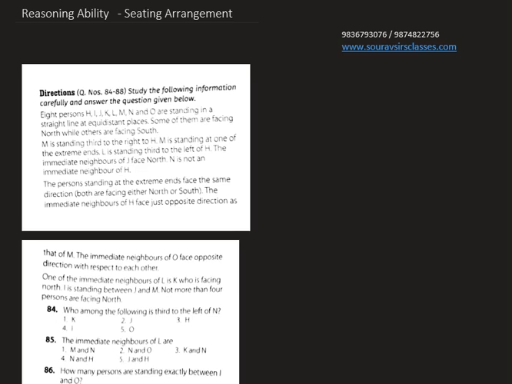So let's start with this problem. This problem is basically a seating arrangement problem. In this type of problem, we are given a scenario, and based on that scenario, we need to draw a seating arrangement diagram. And based on that diagram, we are going to solve some of the questions about the scenario. So let's start with the scenario.